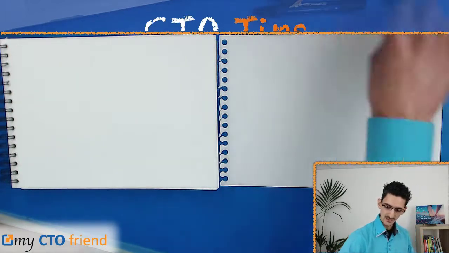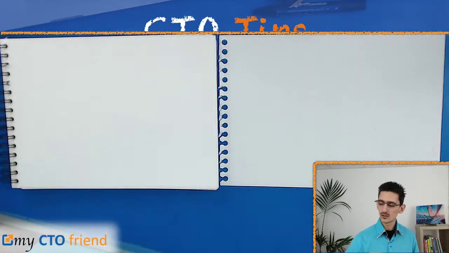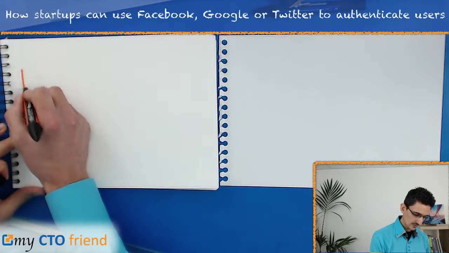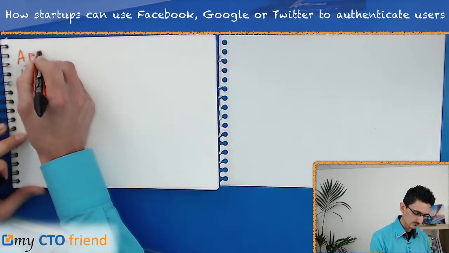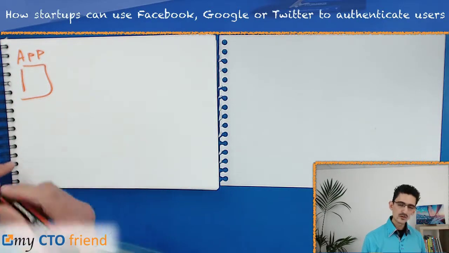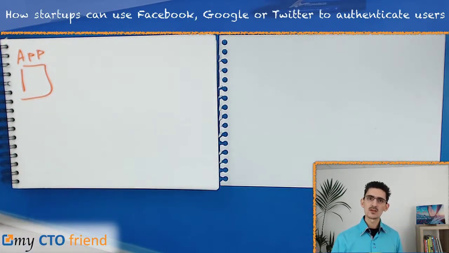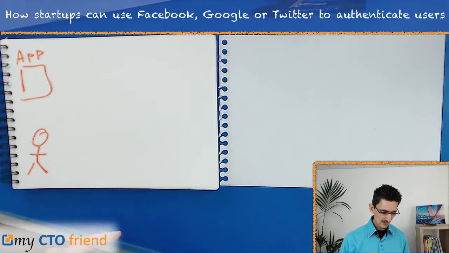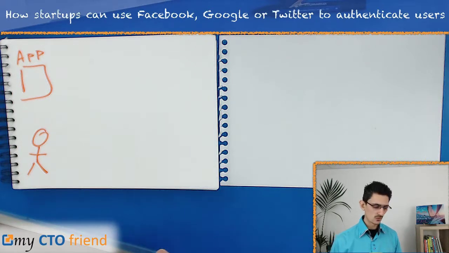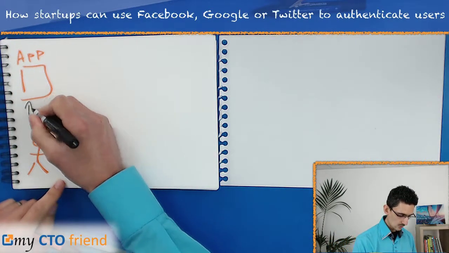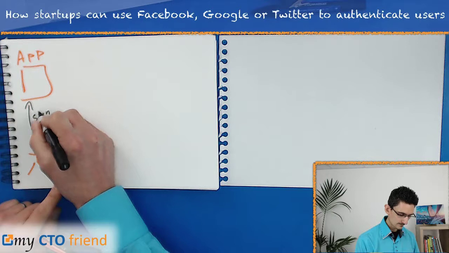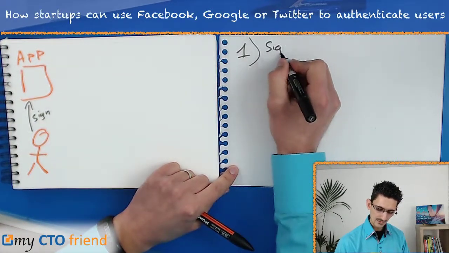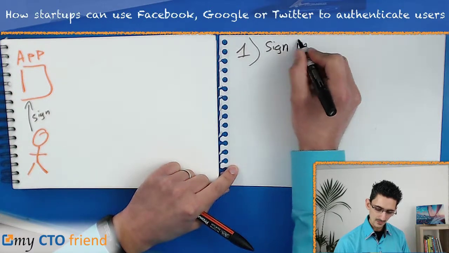The first thing you need to think of is to build your own application. So first of all, let's draw your application. Who is going to connect to your application? It's going to be your users. So let's draw the final users. And the very first step that's going to happen is the user is going to request a sign-in. So that's what I'm going to put here. Sign-in request.